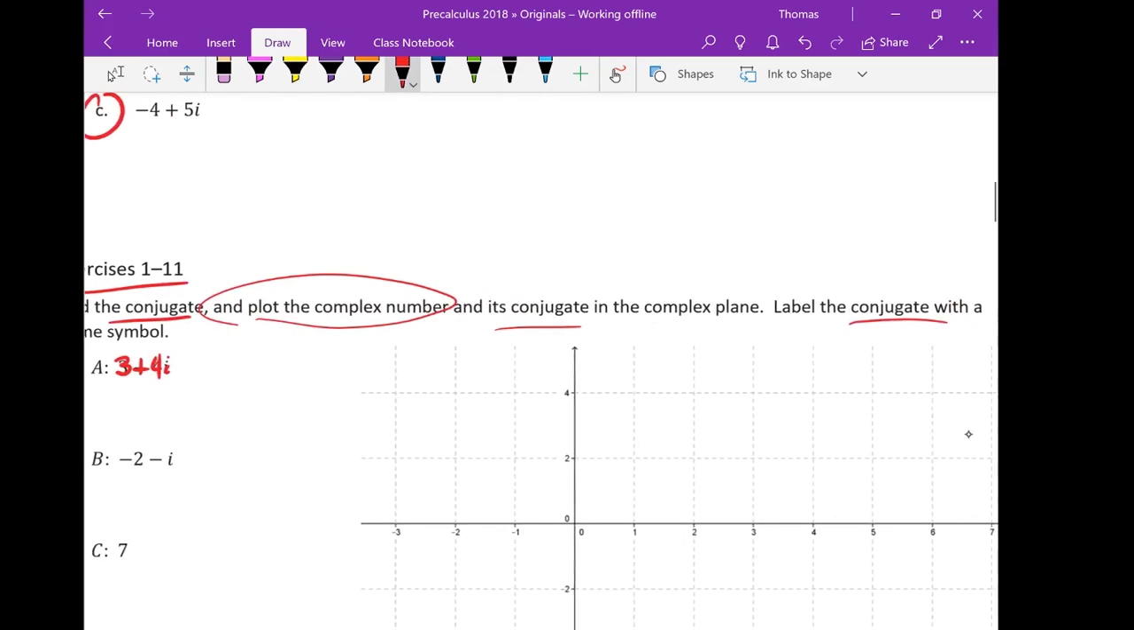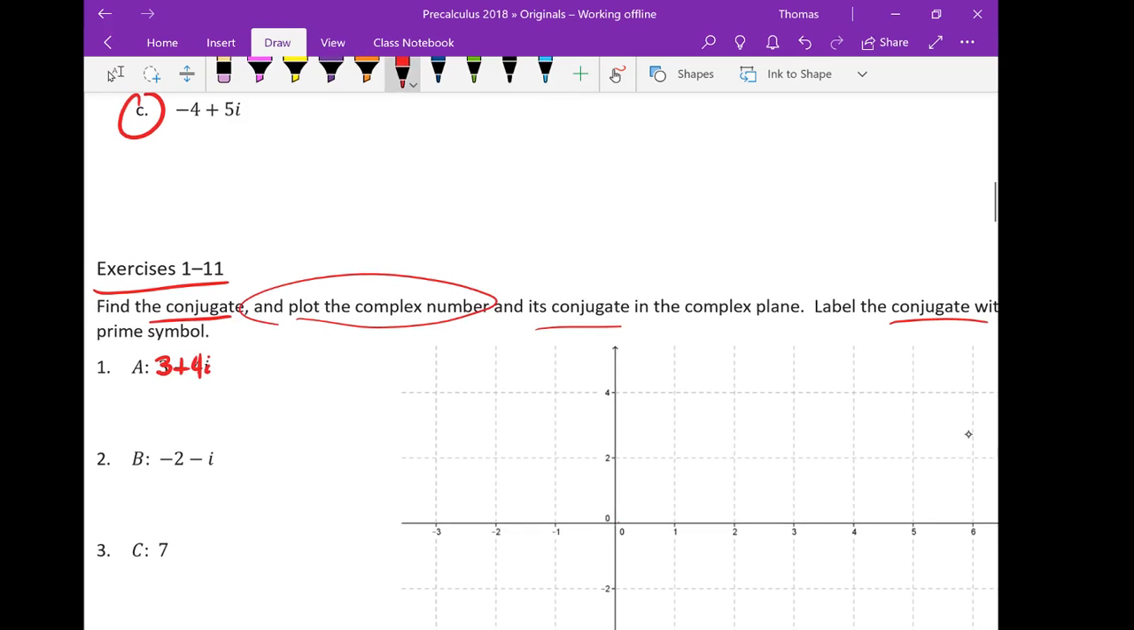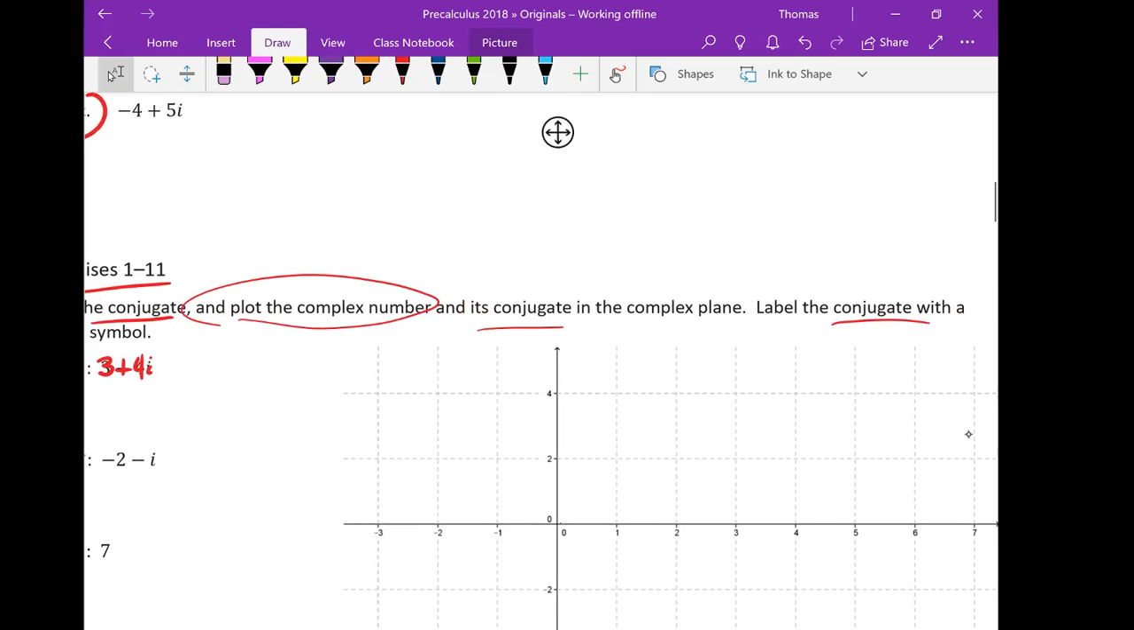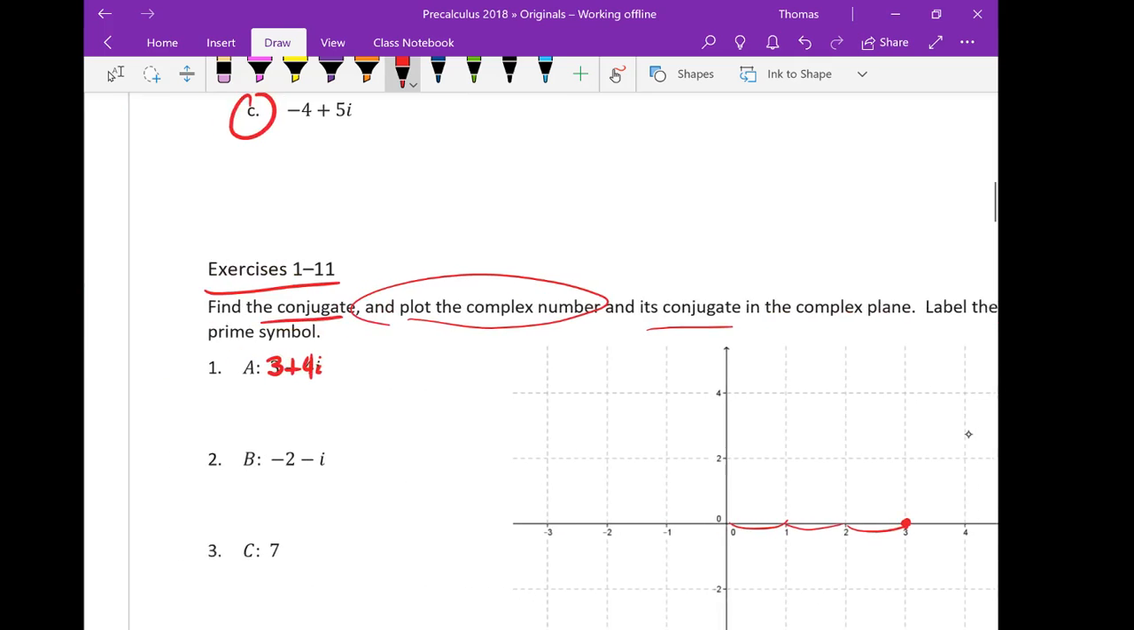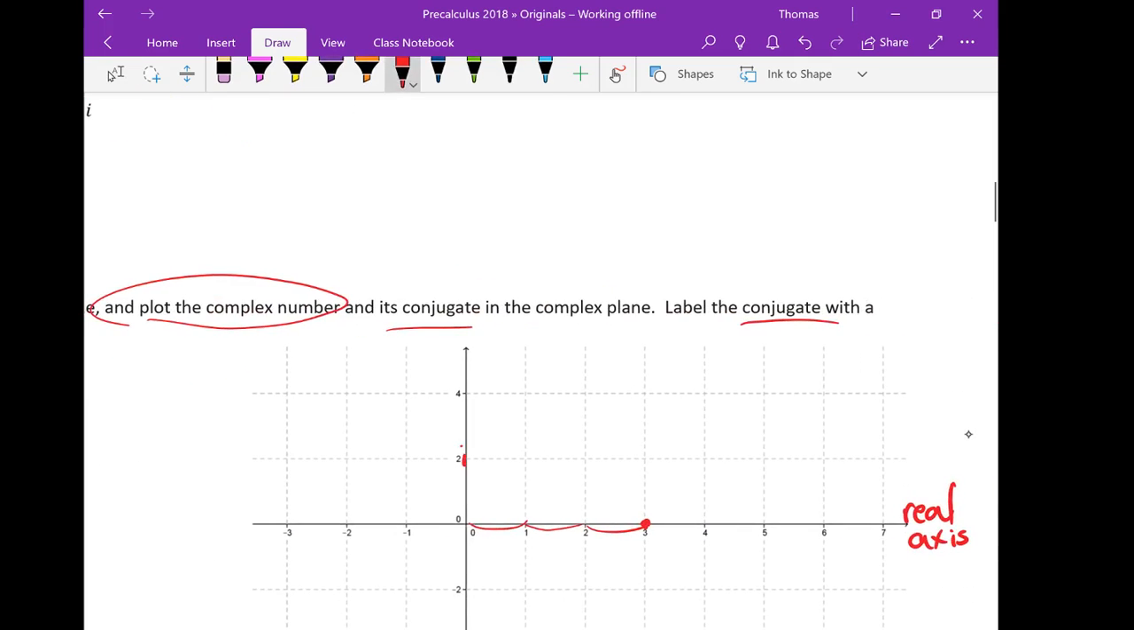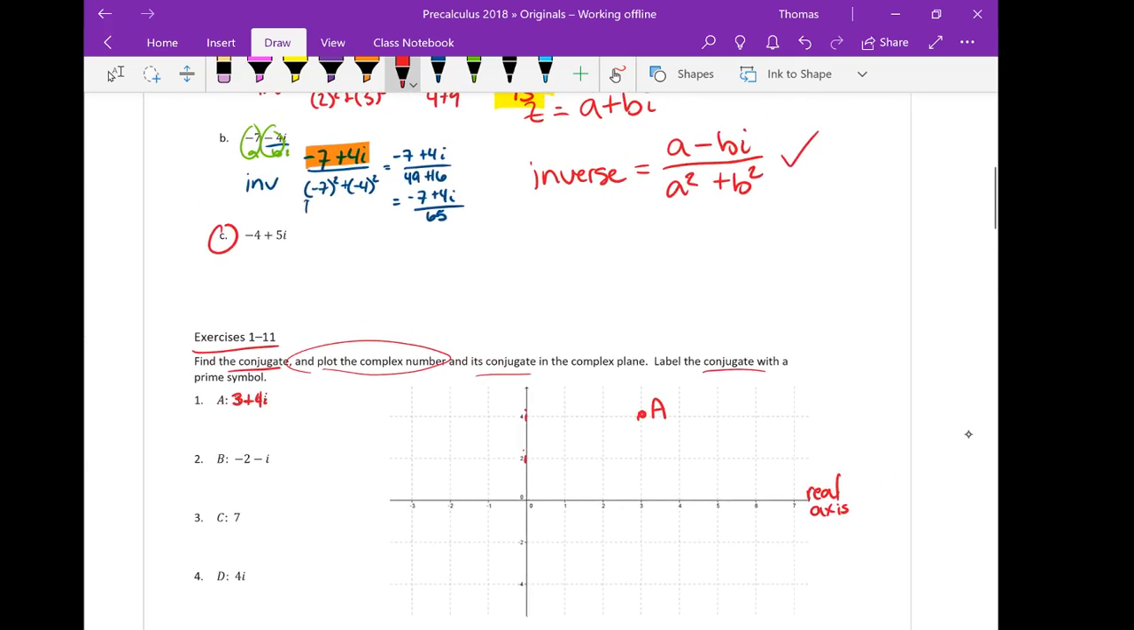I'll plot this to start. The real part is 3. Remember, our horizontal axis is our real axis, so I'll go over 3: 1, 2, 3. And then I'll go up 4, and the vertical axis is our imaginary axis, so I'm going up 1, 2, 3, 4 to right there. So 3 plus 4i is right there, and it is labeled point A.